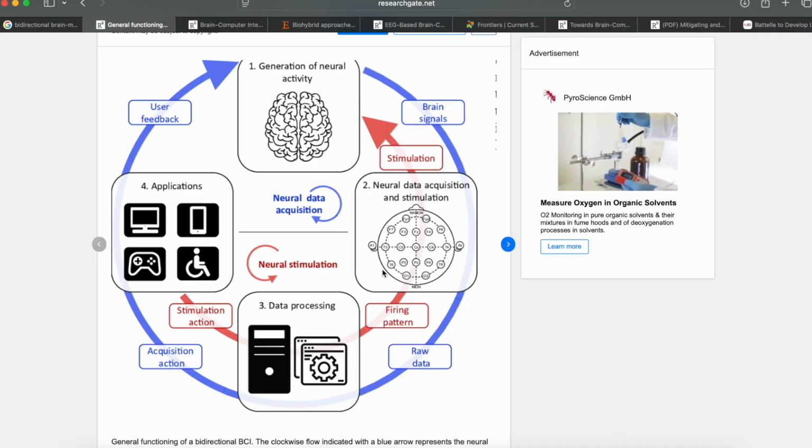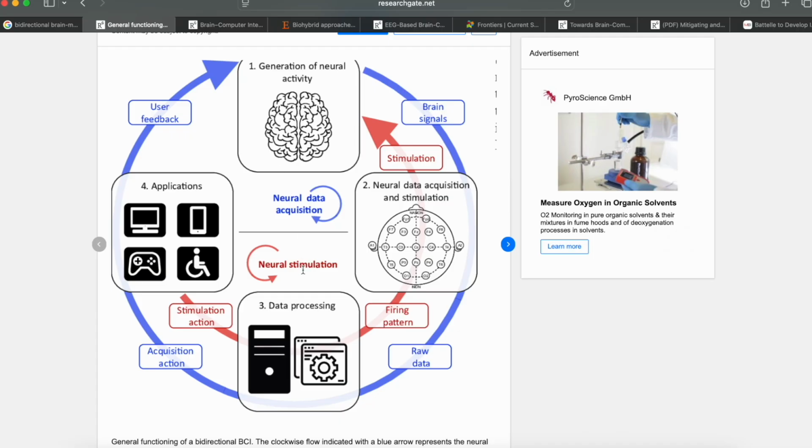If we're looking at the blue arrow, which represents the neural data acquisition process, we start with number 1, generation of neural activity. We have brain signals, leading us to number 2, neural data acquisition and stimulation. Here is the raw data, leading us to number 3, data processing. Here we have acquisition action, leading us to number 4, applications. And here is the user feedback, leading us back to number 1.